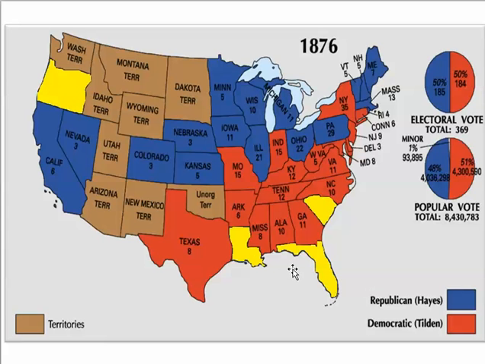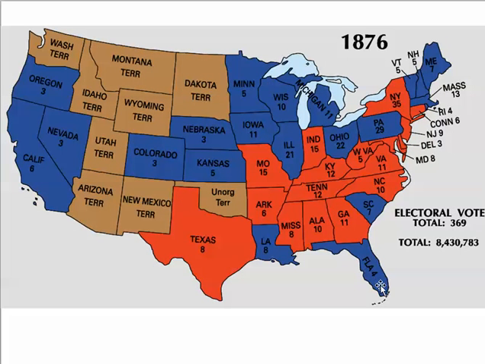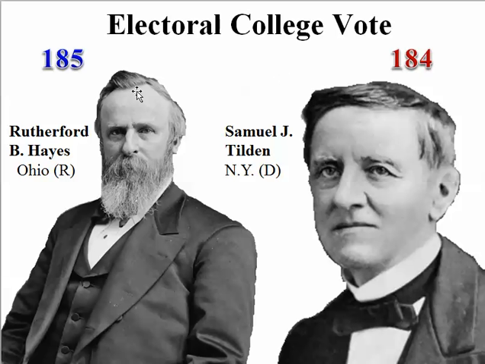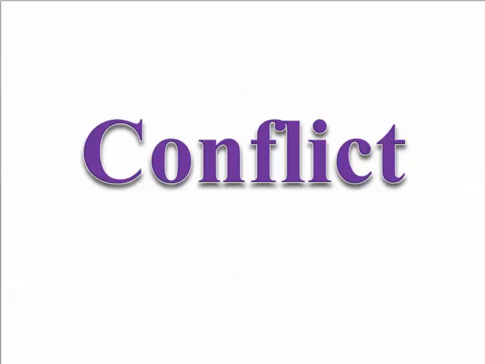So, if we look back at how many votes those states had, let's look. Florida had 4, South Carolina had 7, Louisiana had 8, and Oregon had 3. I don't know how many of those were being contested, but there's, let's see, 8, 9, 10, 11, 18, 22. So we had 22 Electoral College votes that were being contested. So 22 out of these numbers would definitely make a difference. So what we have here, ladies and gentlemen, is a conflict.